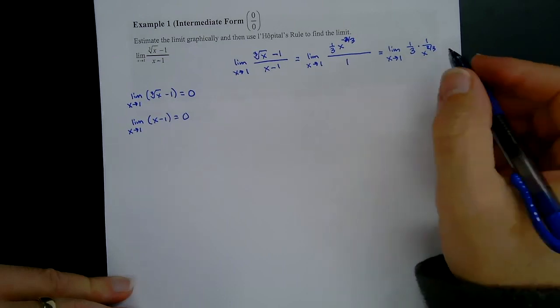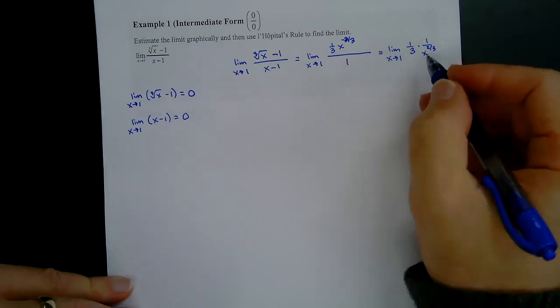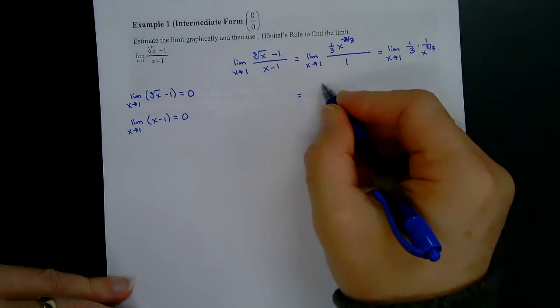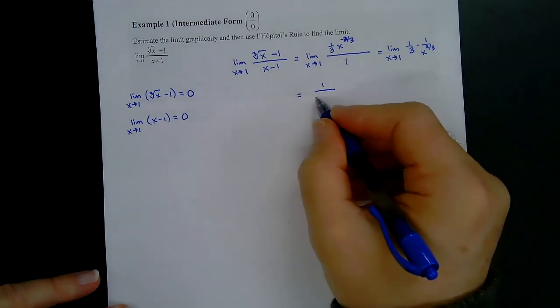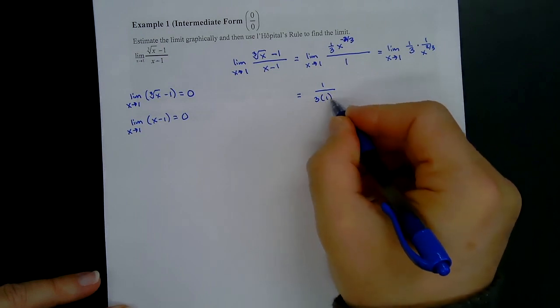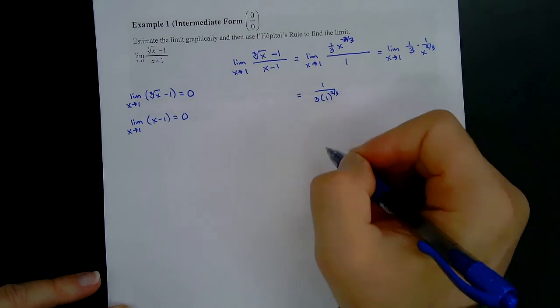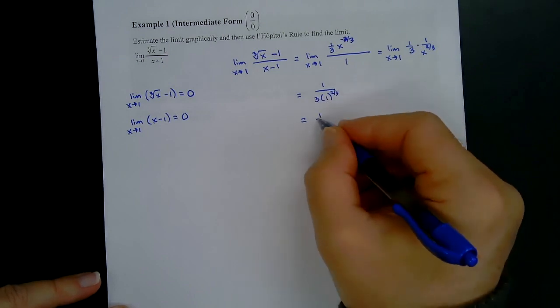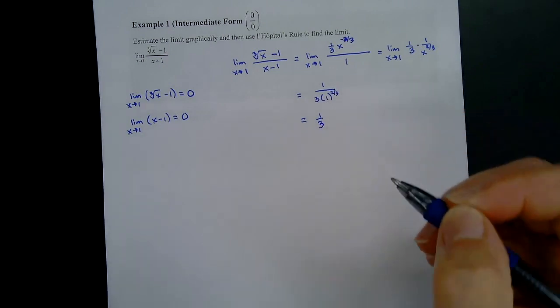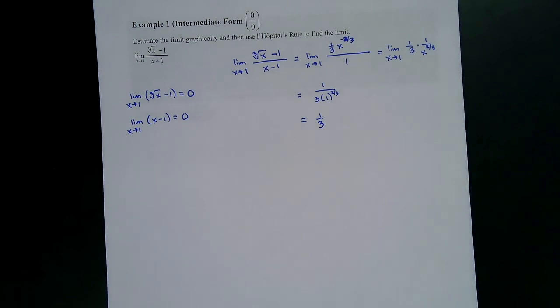So this becomes the limit as x approaches 1 of 1/3 times 1 over x to the 2/3 power. When we put 1 in here, we're going to do that substitution. We get 1 over 3 times 1 to the 2/3 power. Well, 1 to the 2/3 power is just 1. So this denominator is just 3. So the answer to this is 1/3. So that's a way that we can use L'Hopital's rule.